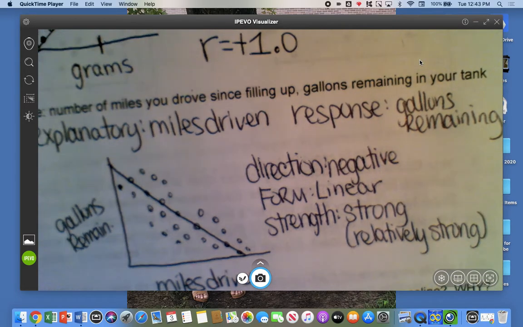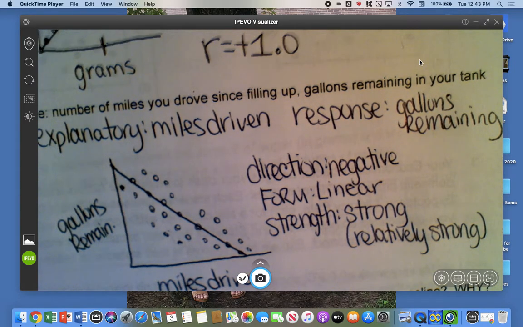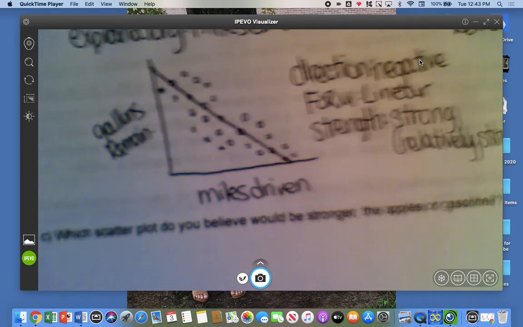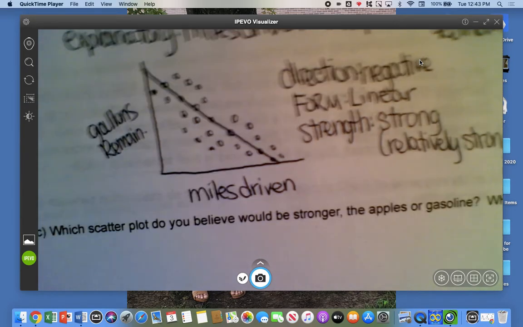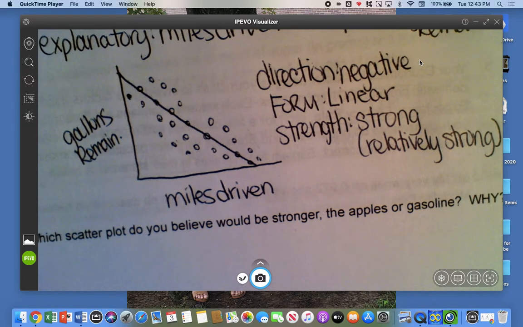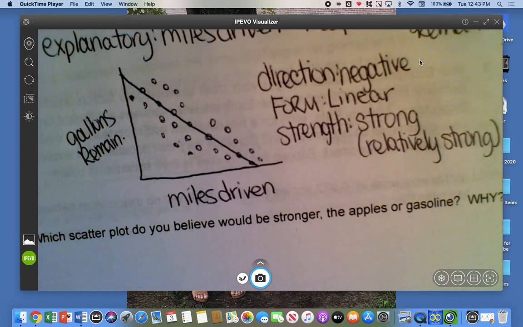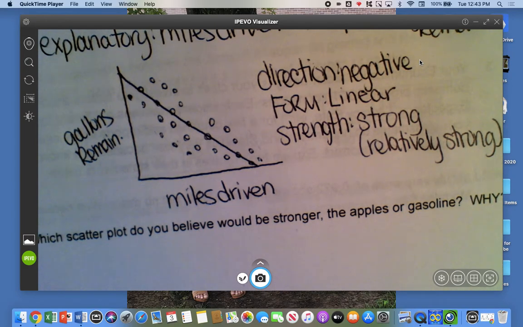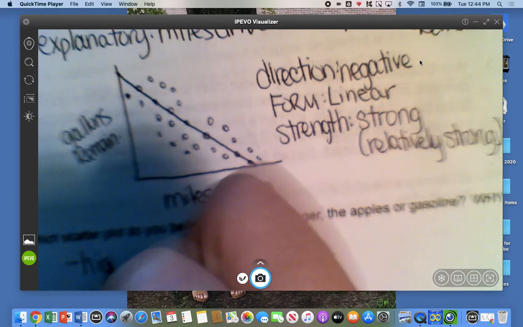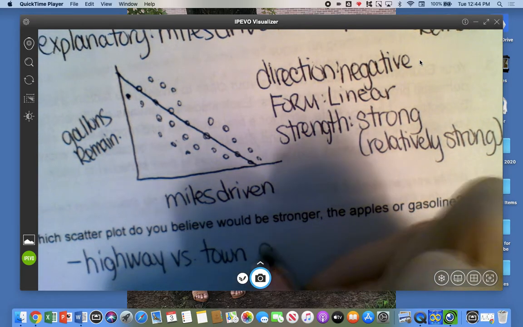All right, and then I feel like we kind of answered part C. Part C is asking us which scatter plot would be stronger, the apples or the gasoline, and why. So what were some of the things we just said that kept us from making the gasoline graph a perfect line? Jacob, what was your first answer? You drive on the highway or in town. All right, highway versus town on our gas mileage.